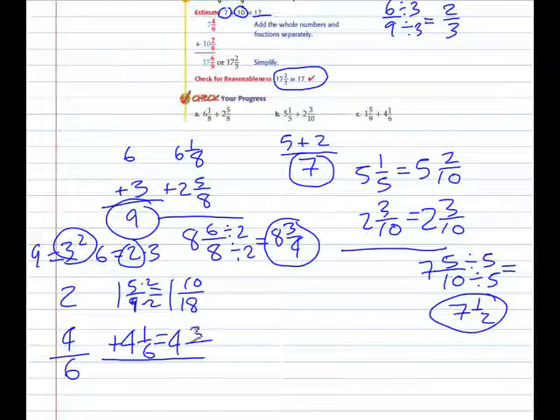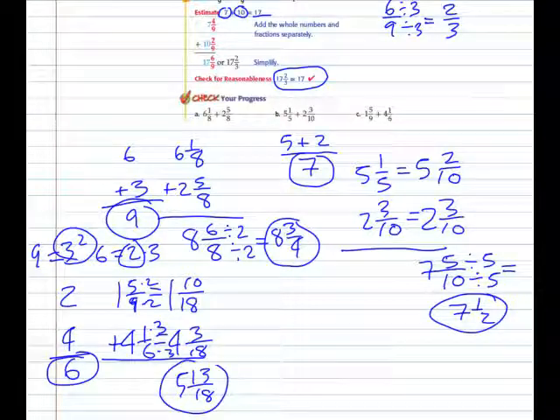4 1/6 becomes 4 3/18, multiplying by 3 and 3. We add the fraction part, we get 13/18. We add the whole number part, we get 5 13/18 as our sum. 13/18 is in simplest form because 13 is a prime number and not a factor of 18. Based on our estimate of 6, we would conclude that this is a reasonable answer.